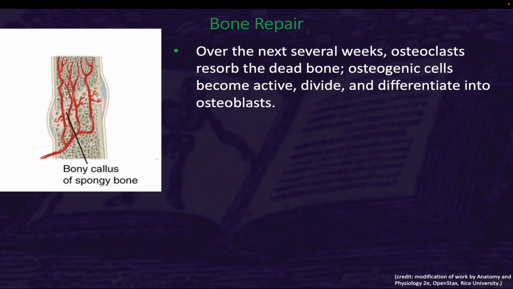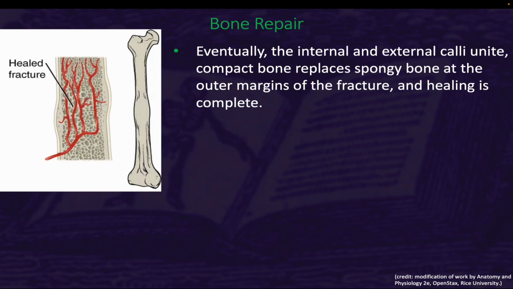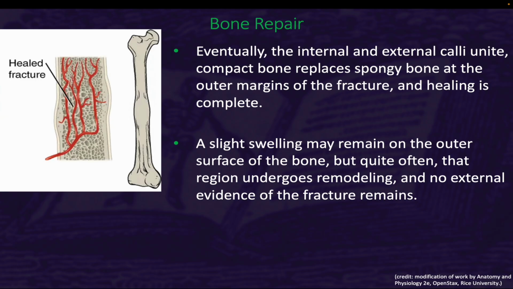Osteogenic cells become active, divide, and differentiate into osteoblasts. The cartilage in the calli is replaced by trabecular bone via endochondral ossification. Eventually, the internal and external calli unite, compact bone replaces spongy bone at the outer margins of the fracture, and healing is complete. A slight swelling may remain on the outer surface of the bone, but quite often that region undergoes remodeling, and no external evidence of the fracture remains.